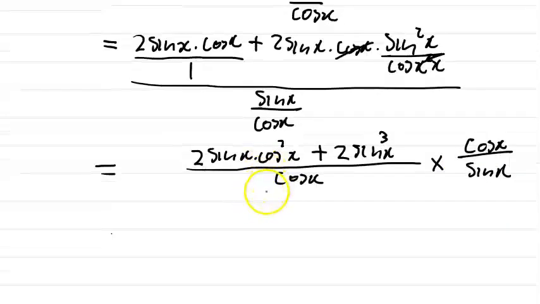So as you can see now, what do you have? You got cos x cancels with cos x there, right? So you got cos x and cos x now cancelling each other out there. And what do we have here?